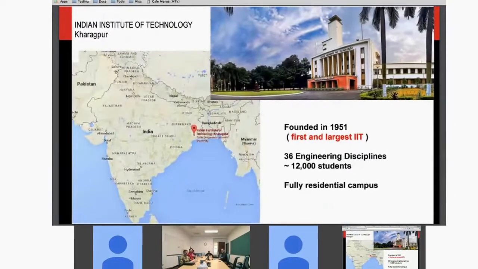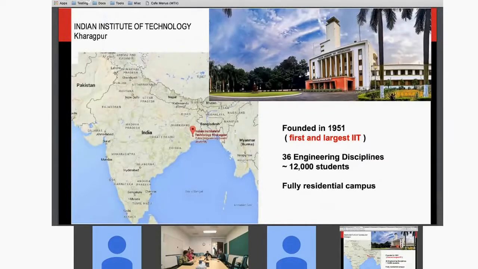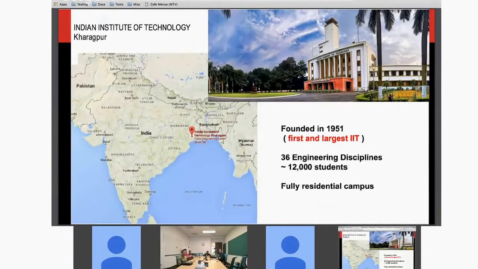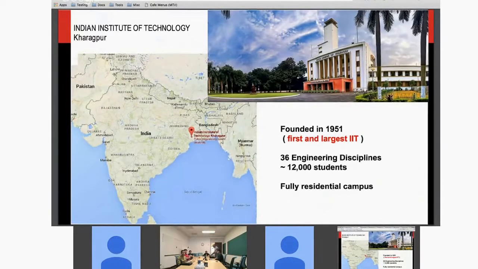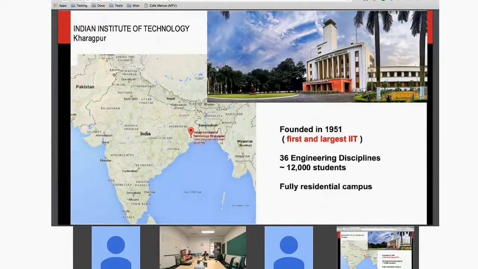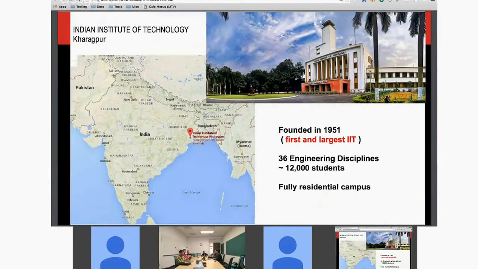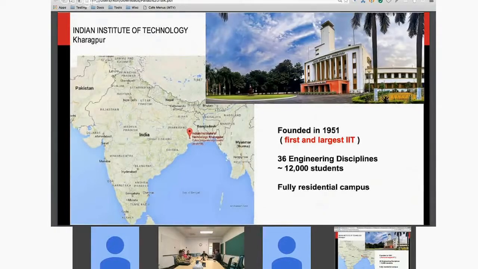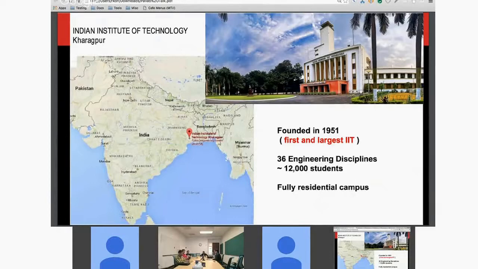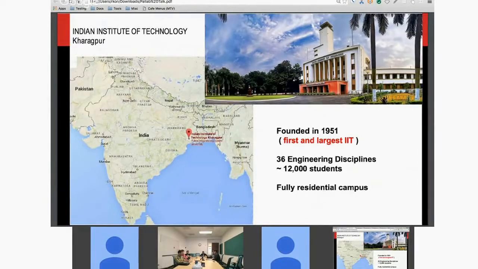Before I start, for those who do not know where the Indian Institute of Technology Kharagpur is, there are many IITs, and this IIT is on the eastern side of the country, close to Kolkata. It is the first of the IITs, has quite a large number of engineering disciplines, currently about 12,000 students. And it's a fully residential campus where you cannot do much apart from study and do a few other things which are equally boring, perhaps.